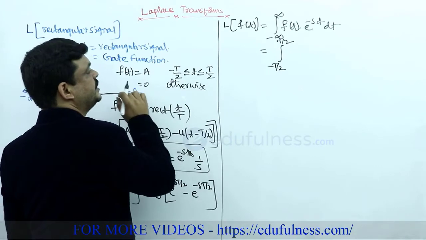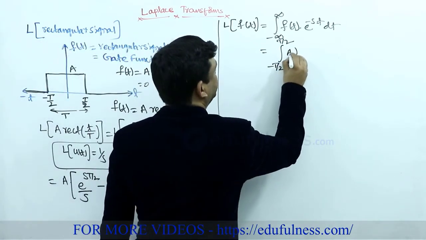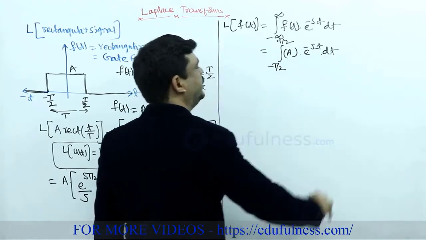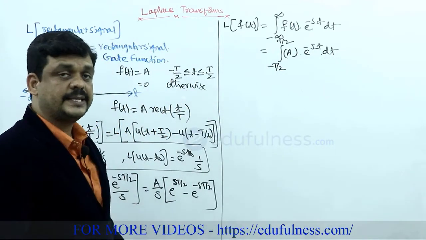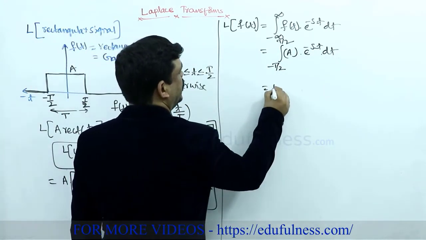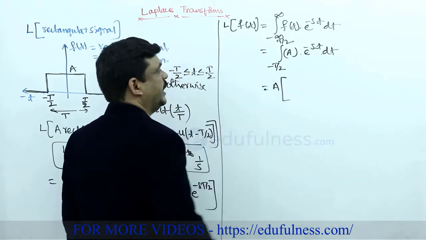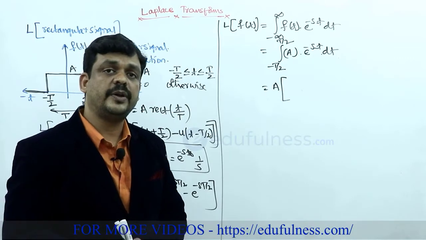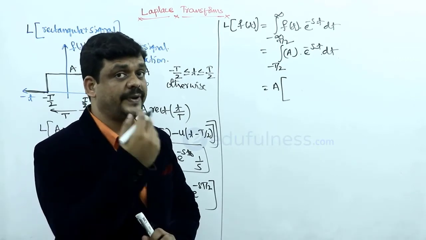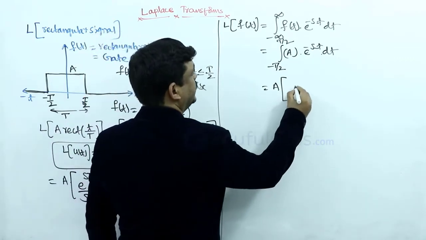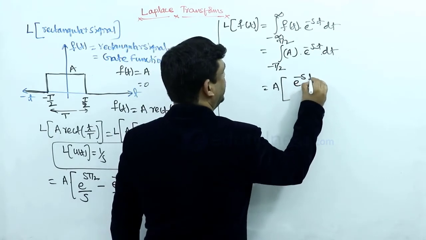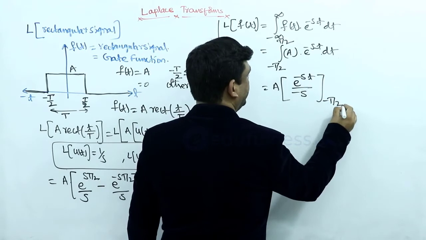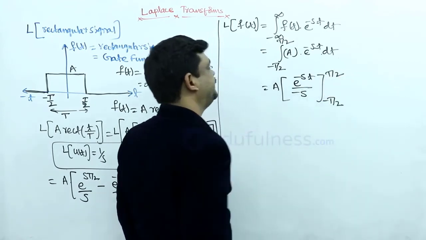The f of t function is A into e to the power of minus st dt. Here A is constant, so take it outside. Then apply integration of e to the power of minus st. The integration of e to the power of ax dx is e to the power of ax by a. From that, here directly I am writing e to the power of minus st by minus s. Limits are from minus T by 2 to plus T by 2.